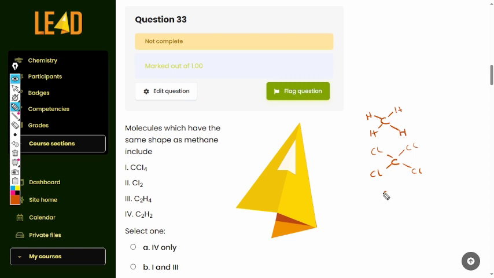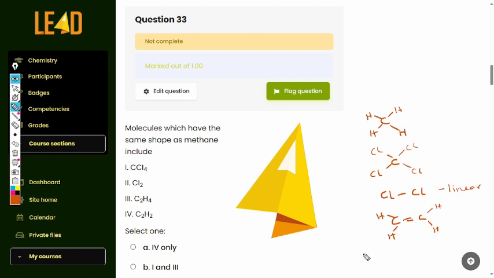Now chlorine, 2 atoms of chlorine are linear like this. So this is linear, so that's not the answer. Or that doesn't look like a methane molecule. So what we have here is ethane. So 2 carbon and then 4 hydrogen atoms here. So 1, 2, 3. Oh, this is ethene, sorry. So there's a double bond between the carbon here.